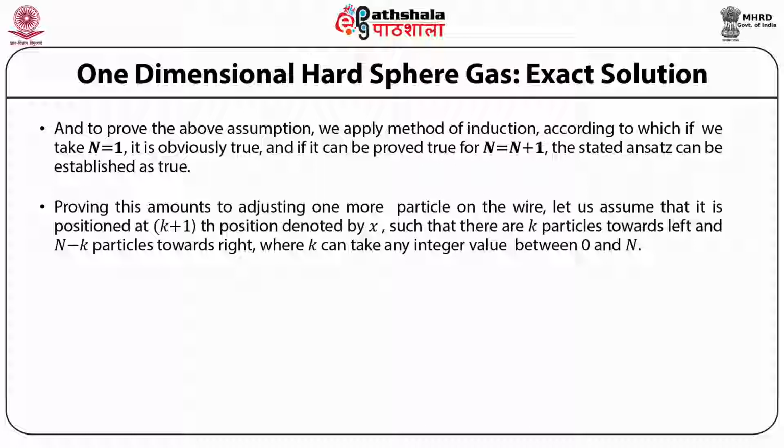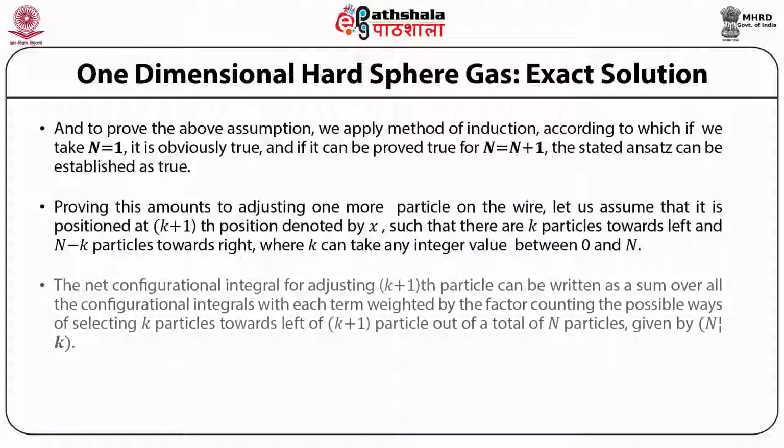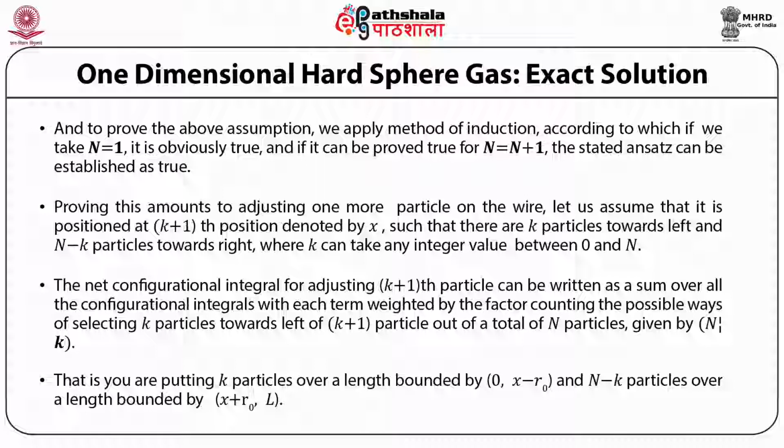Let us assume that it is positioned at k plus 1, the position denoted by x, such that there are k particles towards left and n minus k particles towards right, where k can take any integer value between 0 and n. The net configurational integral for adjusting k plus 1 particle can be written as a sum over all the configurational integrals, with each term weighted by the factor counting the possible ways of selecting k particles towards left of k plus 1 particle out of a total of n particles, which is given by the combination nk. That is, you are putting k particles over a length bounded by 0 to x minus r naught and n minus k particles over a length bounded by x plus r naught comma l.